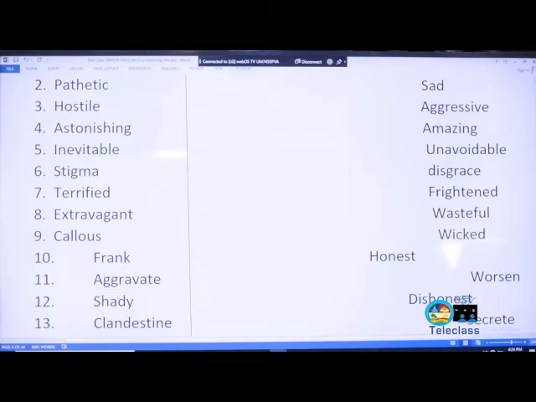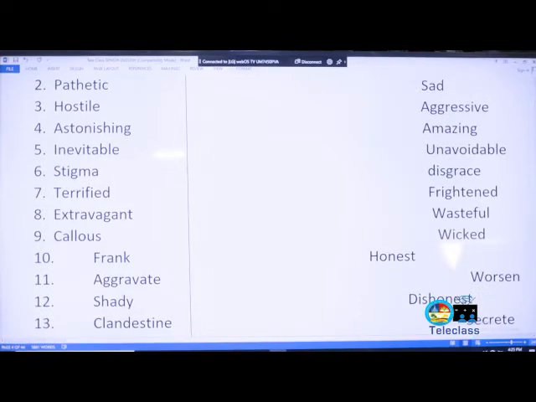So the next word there is callous. Callous means wicked. That means the person is not kind. Then the next word is frank. What does frank mean? Frank means to be honest or sincere. Then we go over to the next one, which is aggravate. Aggravate means to worsen. When an issue becomes worse, you say it has aggravated. Then we have shady. Shady means dishonest. So when someone is doing a shady business, it means it's a dishonest business.